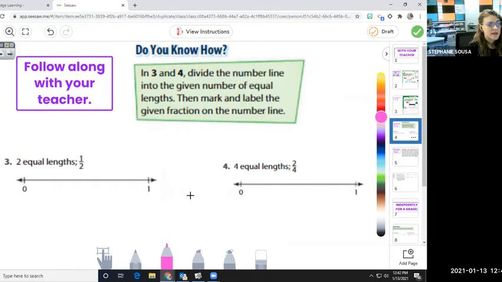Slide 4 says, in 3 and 4, divide the number line into the given number of equal lengths. Then mark and label the given fraction on the number line. So we're going to look at number 3. 2 equal lengths, or halves, because we know that half has 2 parts. So I'm going to put step 1, draw the whole line. They did that for me. It's right here. Step 2, draw the partitions. Half is right in the middle. Boom. Make your half partition.